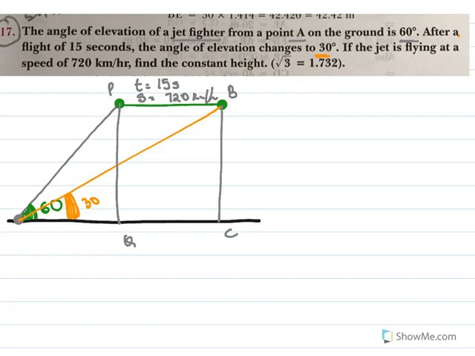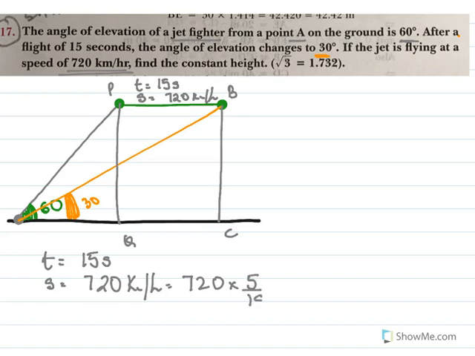Now here the speed and time are given to us. The time is given as 15 seconds and the speed is given as 720 km per hour. The 720 km per hour we always convert to meters per second. So 720 into 5 by 18 to make it meter per second. And on working that, you get 200 meters per second.